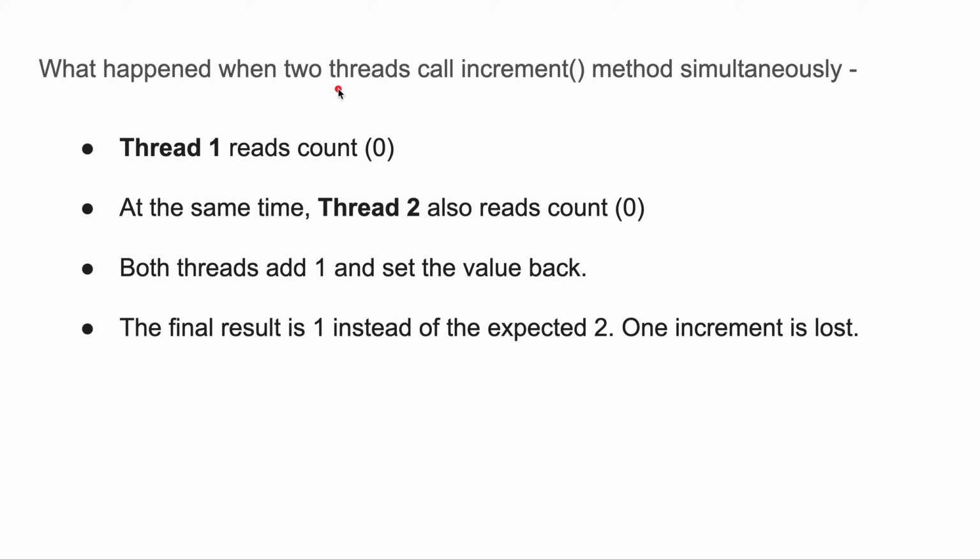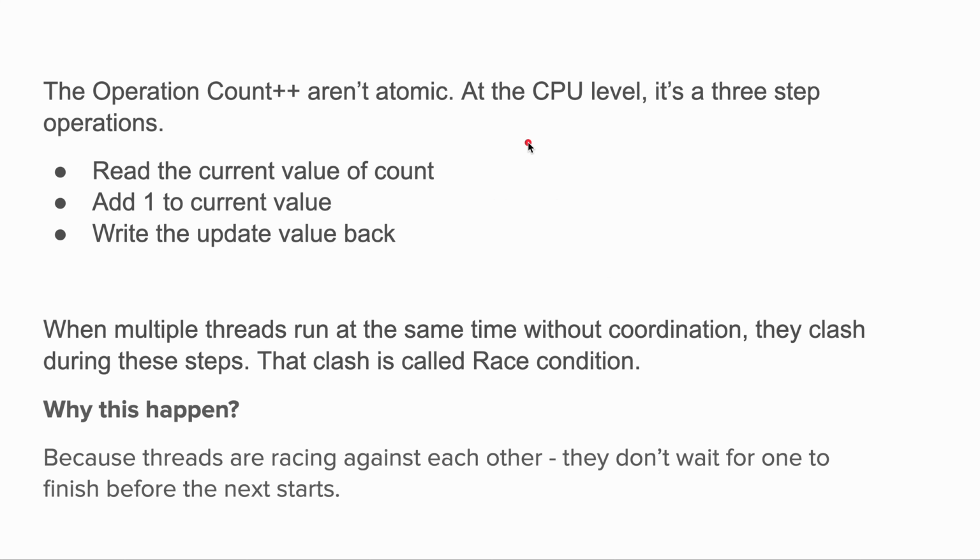What happened when two threads call the increment method simultaneously? Both the threads see the initial value, which is 0. They read the initial value 0, right? And both threads add 1 and set the value back, right? So the final result is 1 instead of the expected 2. So one increment is lost, right? If you see, this increment operation is not atomic.